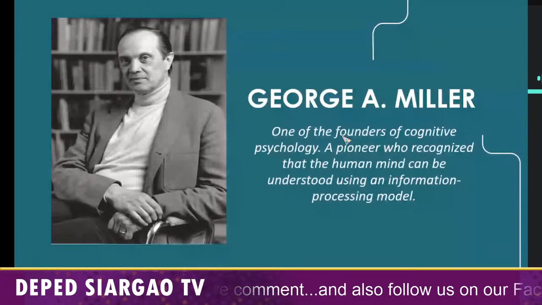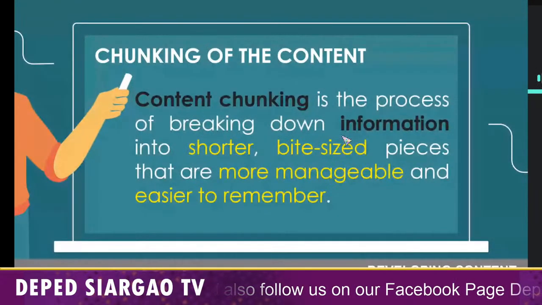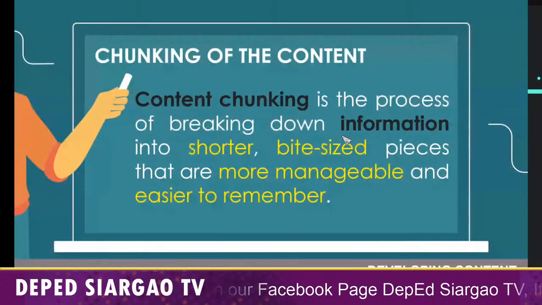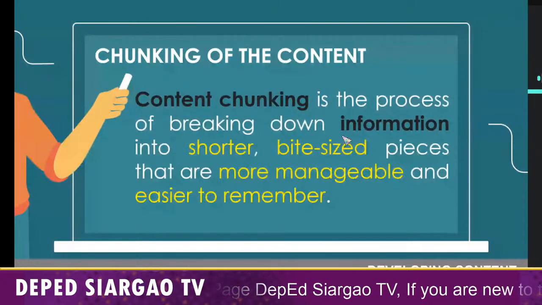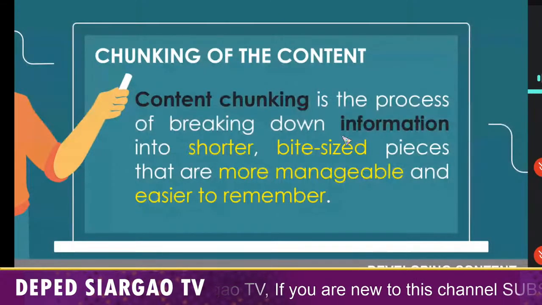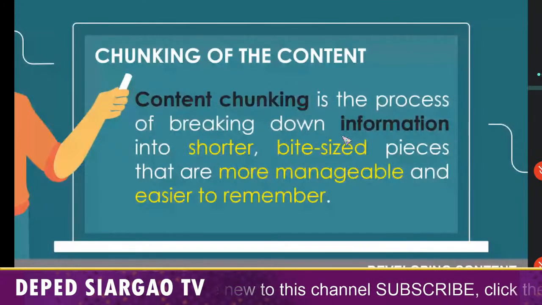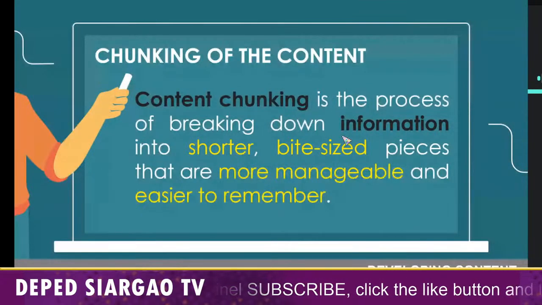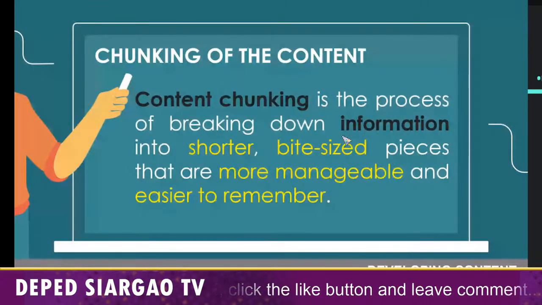So we have here chunking of the content. Content chunking is the process of breaking down information into shorter, bite-sized pieces that are more manageable and easier to remember. Because we all know that our learners have a limited capacity in their short-term memory. So chunking is a useful technique for designing words. We are committing to the working memory of our learners. Now, what are the characteristics of the working memory? Now, let me show you a short video about the information processing theory. So this is George A. Miller's information processing theory.